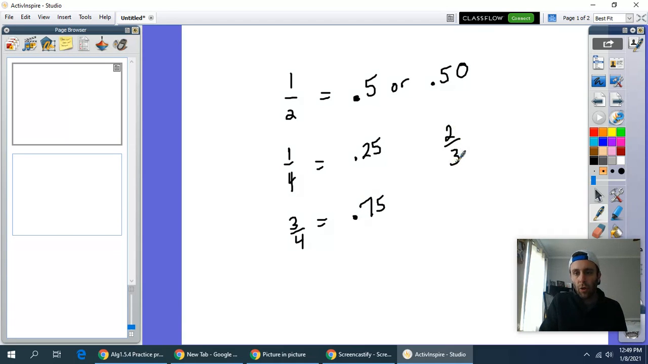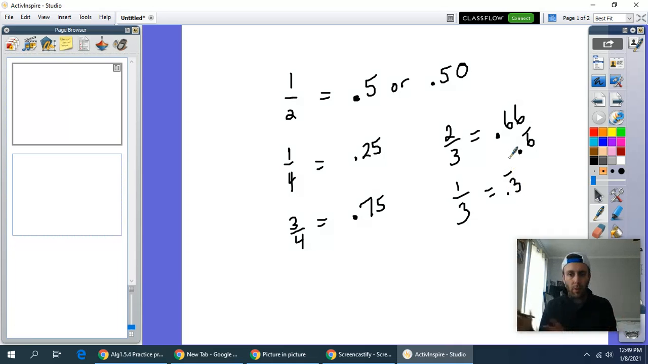What about 2/3? What decimal is 2/3? Hopefully you heard them say 0.66. Actually, they should have really said 0.6 repeating because it really goes on forever. So that's my mistake. What about 1/3? Go ahead and yell out what you think 1/3 is as a decimal. Hopefully they said 0.3 repeating. They could have said 0.33333 or 0.3 forever.